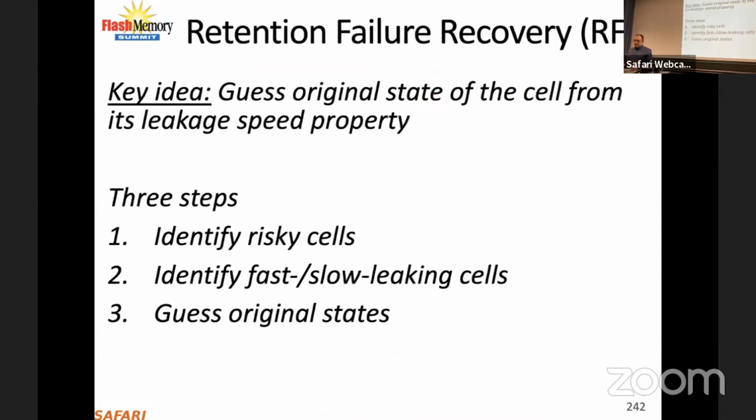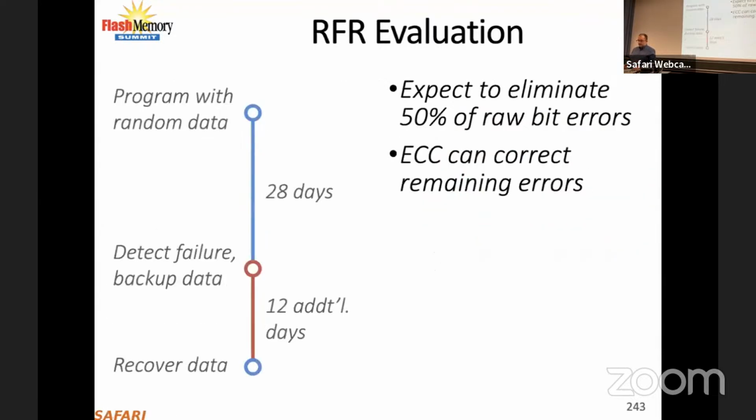So the key idea is that we guess the original state of the cell from its leakage speed property. We do some experiments to understand how fast our cells are leaking charge, and then based on that speed, we can guess the original state of the cell. We identify risky cells, then we identify fast and slow leaking cells, and then we guess the original state, as I said.